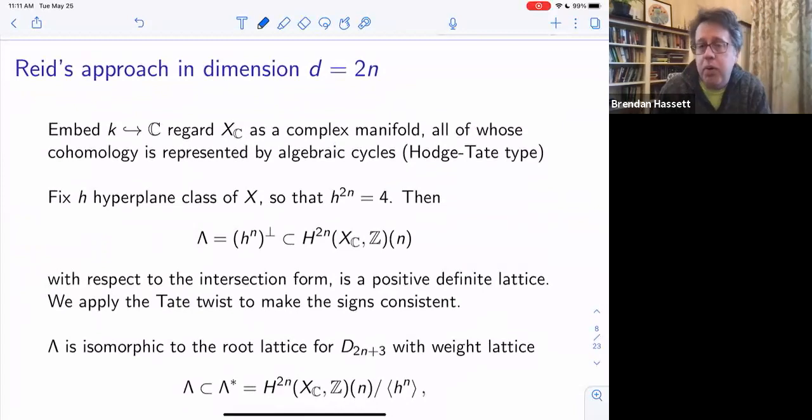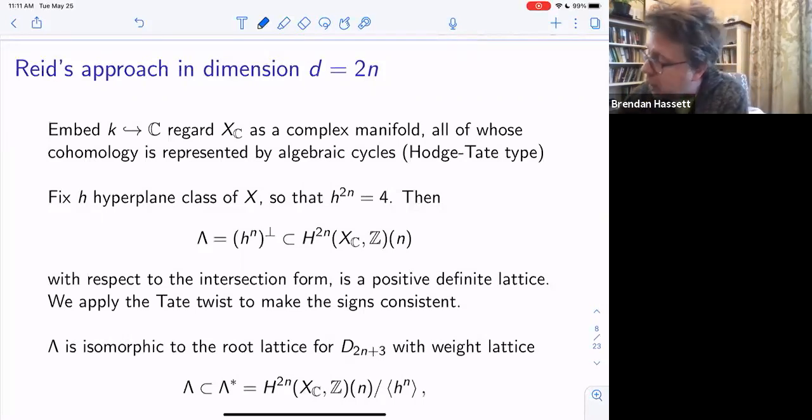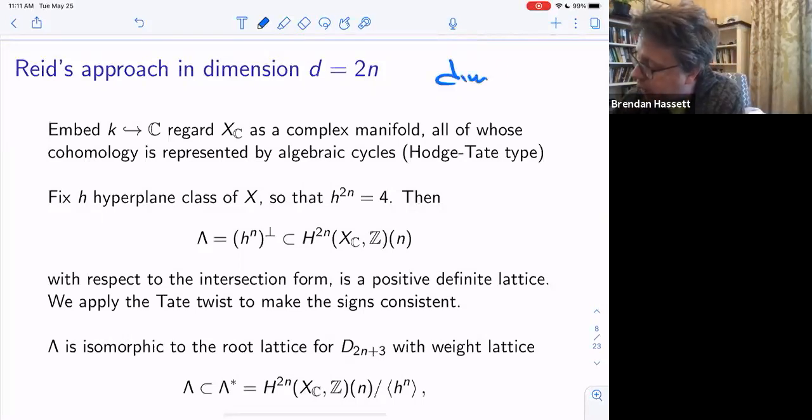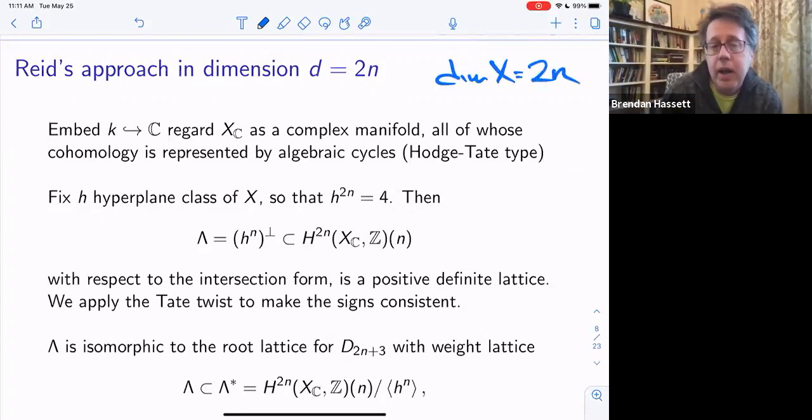The first approach I'd like to talk about goes back at least to Miles Reid in his 1972 thesis. I think it probably goes back much further than that, but Reid's thesis is a really beautiful source of the information that I need, and I find myself relying on it quite a lot. I want to emphasize here that the dimension of our X is even, just because the cohomological structure is more complex in the odd dimensional case. There is some weight one cohomology that I'm not going to dwell on here.